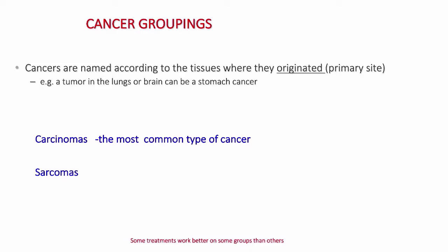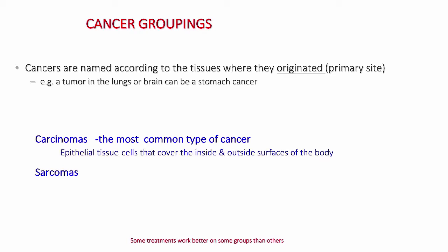Cancers are grouped according to the tissues where they originate. This is referred to as the primary site. For example, a tumor in the lungs or brain may actually have started out as a stomach cancer solid tumor that metastasized, and the cells traveled through the lymph or the blood to the brain and formed a new tumor. But when it is looked at under a microscope, it has the features of a stomach cancer cell.